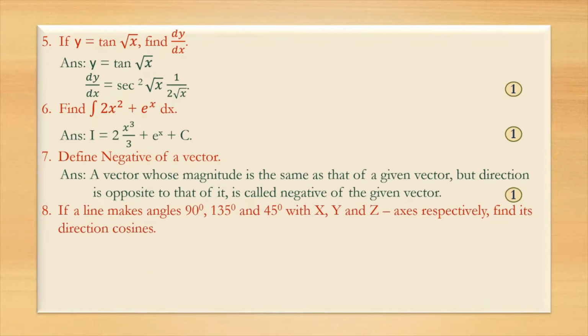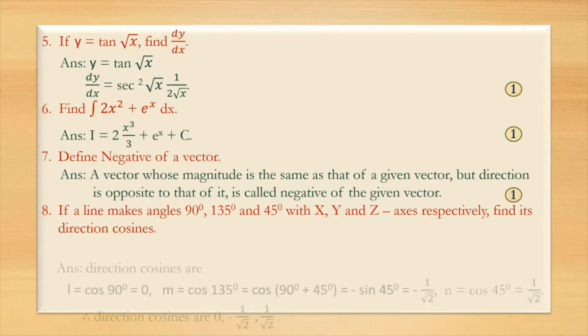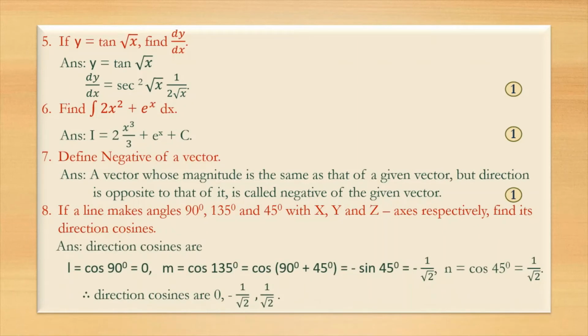Question number 8 is, a line makes angles 90 degree, 135 degree and 45 degree with x, y and z axis respectively. Find its direction cosines. So the direction cosines are like this. L is equal to cos 90, that is 0. M is equal to cos of 135, which can be written as cos of 90 plus 45, or if you want you can write it as cos of 180 minus 45.